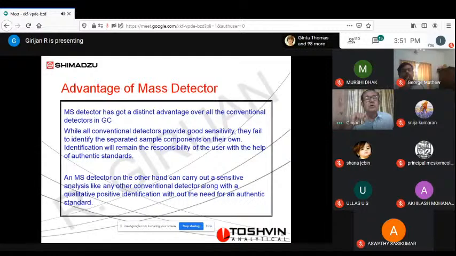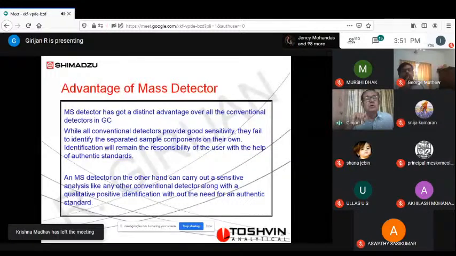And that is a plus point when we talk about GCMS also, because when it comes to GCMS, without the requirement of standards, we can identify the compound. A major advantage. Okay. So while all conventional detectors provide good sensitivity, they fail to identify the separated components on their own. They will not identify. They will give wonderful peak, very sharp peak, very high sensitivity, but I don't know what is that compound. For that, I have to procure standard. So sometimes it is not possible for me, it's not practical for me.